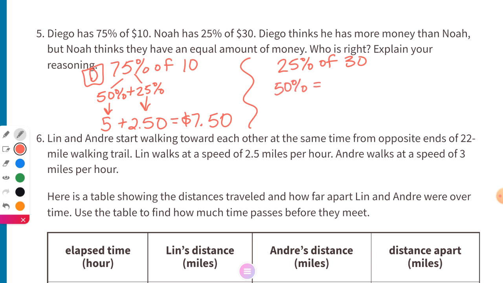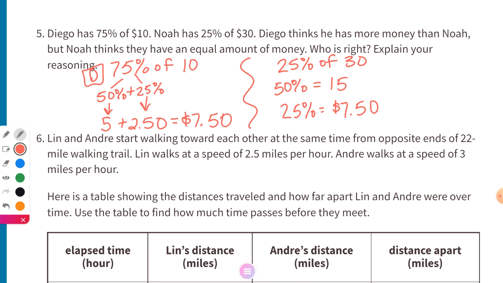What is 50% of 30? Reese, what is 50% of 30? 15. Chase, how can I use that to find 25%? Divided by 2. Yeah, divide it by 2. What's 15 divided by 2? 7.50. 7.50. Who was correct? Bryce? Noah was correct because they both have $7.50.